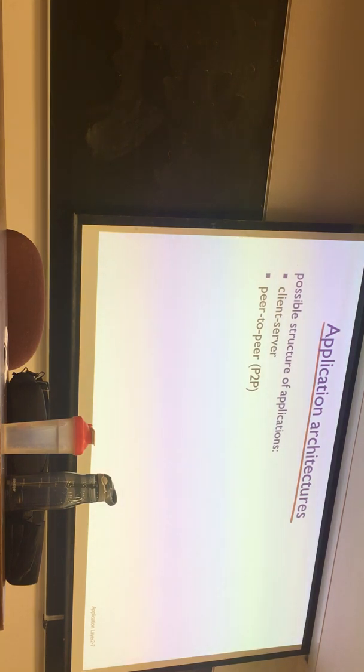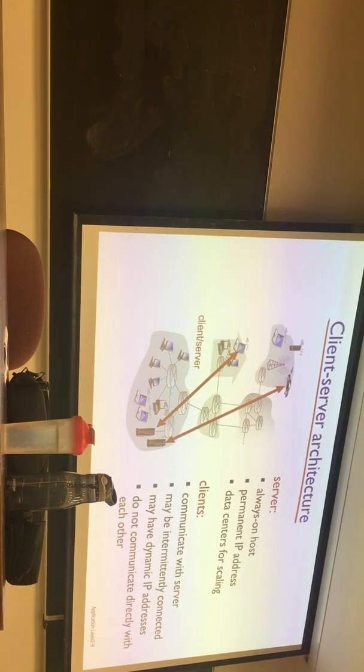When you try to develop a network application, there are basically two architectures to use. One is client-server architecture, the other one is peer-to-peer architecture. So we'll go over this a little bit. This is the most commonly used architecture. First you have a server. This server is always on. It just waits for clients to contact it. And it has a permanent IP address. Typically they sit in a data center.